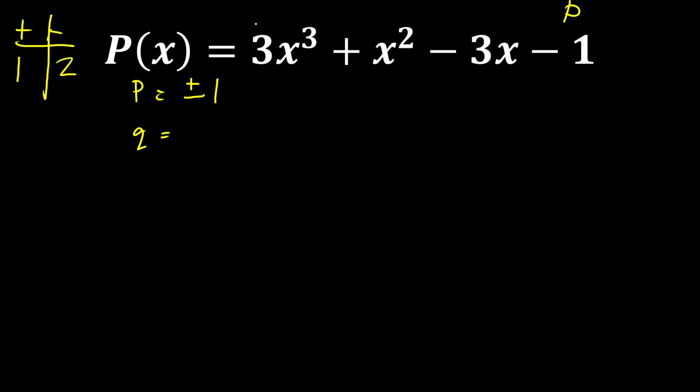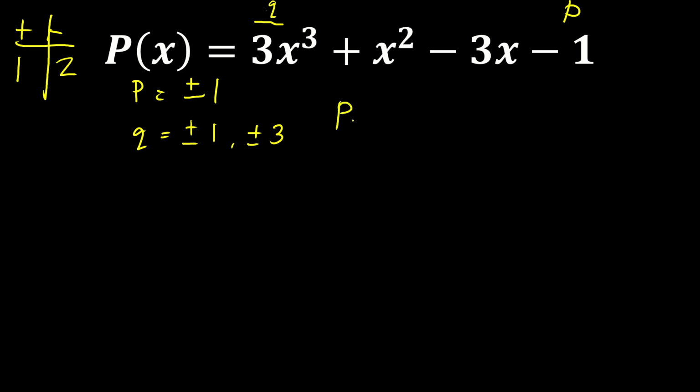Q is the factors of the leading coefficient, not the constant term. That is 3. Ito si Q, yung nasa unahan. Bawal magbaliktad ha. P ang constant, Q ang leading coefficient or yung first term. So, factors ng 3, we have positive, negative 1, and positive, negative 3. Meron pa ba iba? Wala na.